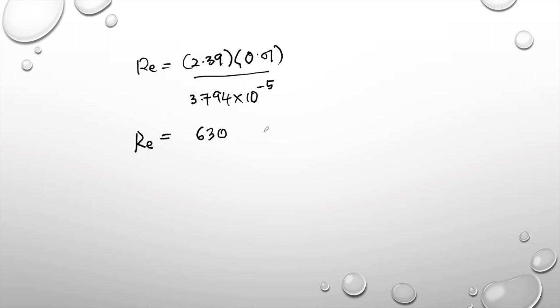So now 630 is below 2300. So this is laminar flow. And we will assume that this is developing laminar flow. So assume developing laminar flow. Therefore, we will use the equation for Nusselt number to determine the Nusselt number under developing laminar flow.